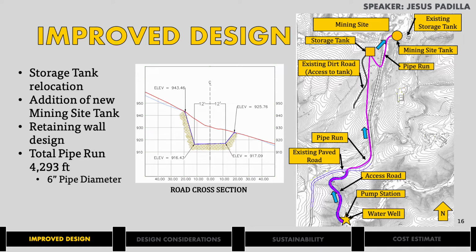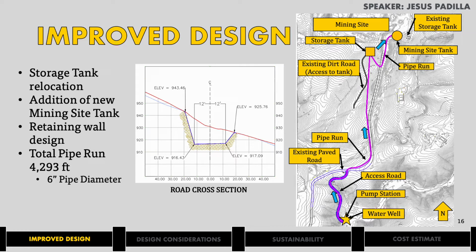Also, we will be providing a new storage tank for the mining site represented by the circle. It was relocated about 200 feet to the left from its original location. Since the storage tank was relocated further up, the elevation increased, which will allow the water to reach the mining site tank using gravity. This eliminated the need for the second pump station.